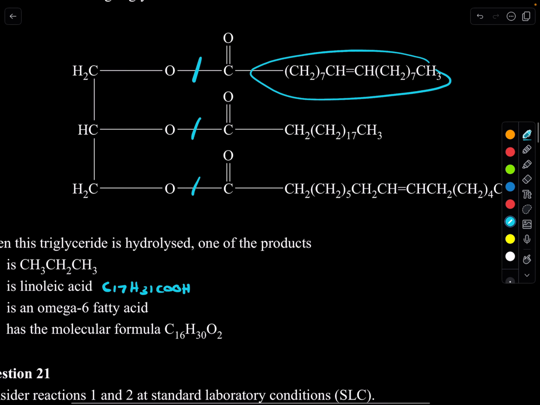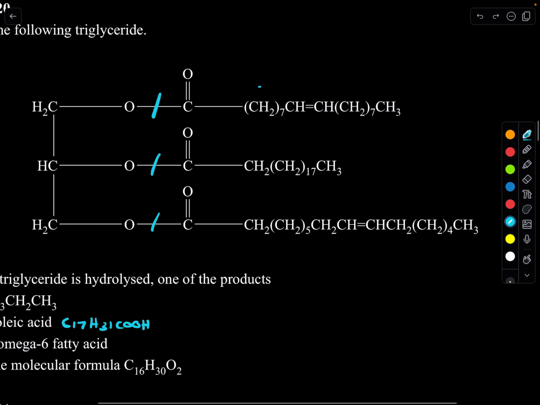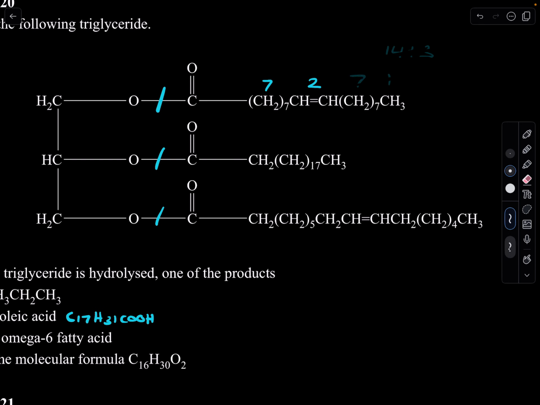Does this one have 17 carbons? Looking at this, we have 7 here, 1, 2, we have 2 here, 7 here, 1, so that is 7, 14 plus 3. We have actually 17 carbons. Good. This fits. It looks like it's doing well. So we do have 17 here. Do we have 31 hydrogens? That's the key now.